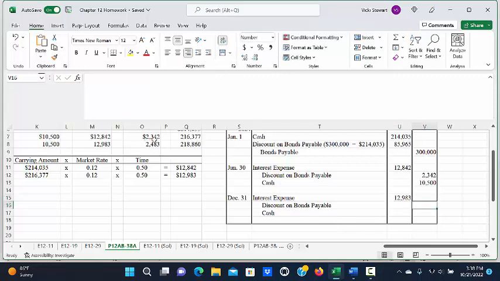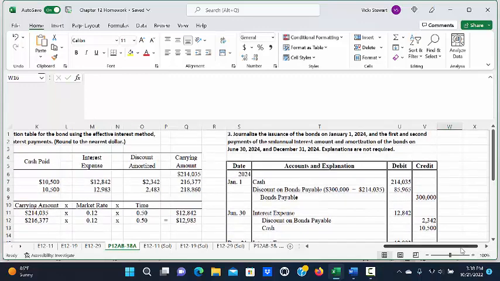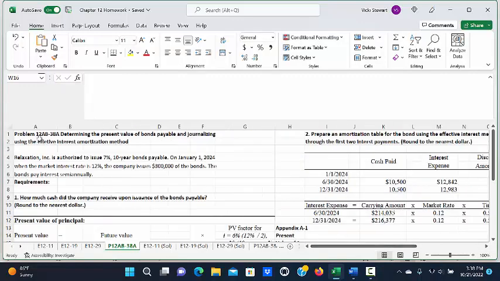The December 31st interest payment, the interest expense will be $12,983. The discount amortization is going to be $2,483, and we will pay our bondholders cash of $10,500. And that is the conclusion of the demonstration for problem 12AB 38A.